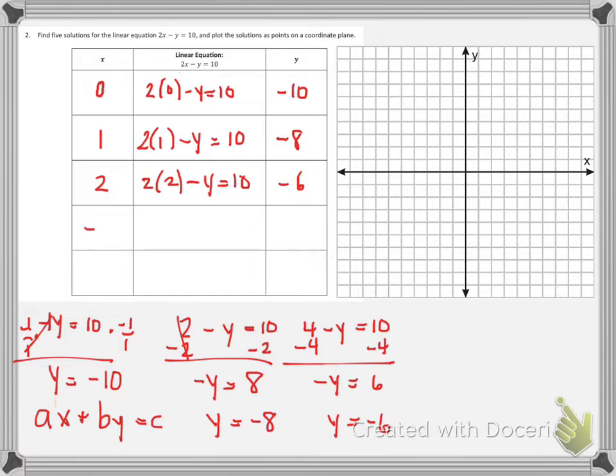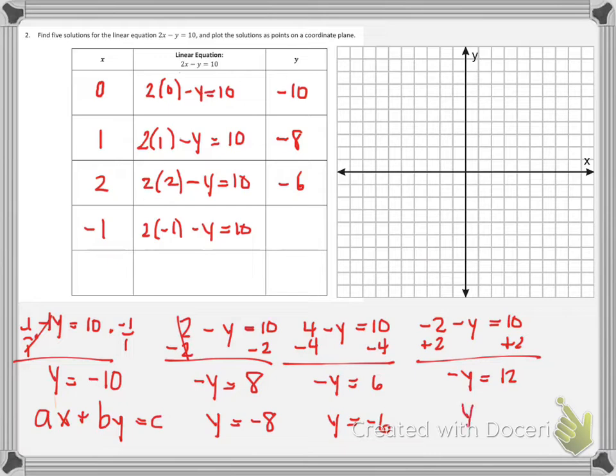How about a negative 1 for x? 2 times negative 1 minus y equals 10. 2 times negative 1 is a negative 2, so we have negative 2 minus y equals 10. We'd have to add 2 to both sides this time. That gives me negative y equals 12, and that means a positive y would be negative 12. So if x is negative 1, y would be a negative 12.